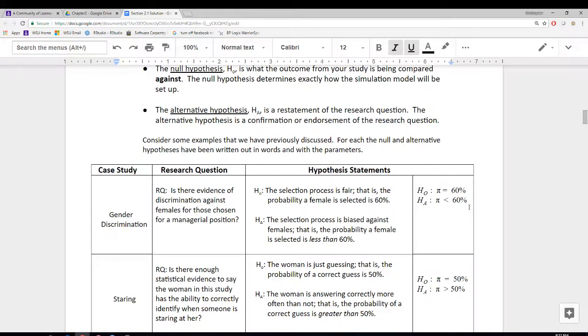If we put these in symbols, as we have over here on the right-hand side, the null hypothesis, denoted by H0, is that the parameter value is set to 60%, whereas the alternative hypothesis, again specifying that there's discrimination against females, says that parameter value would actually be less than 60%.